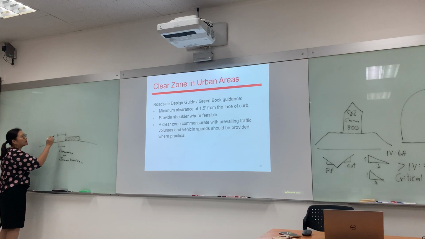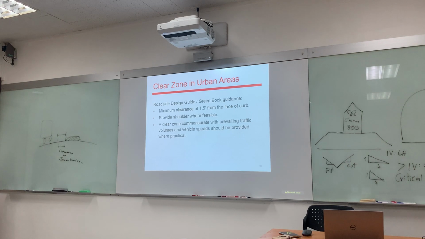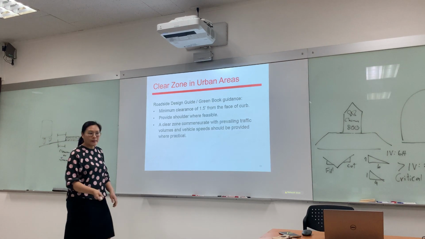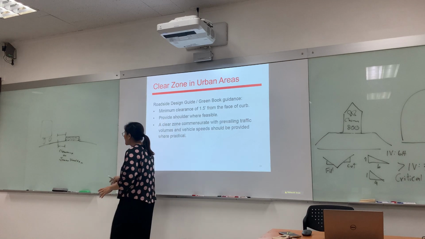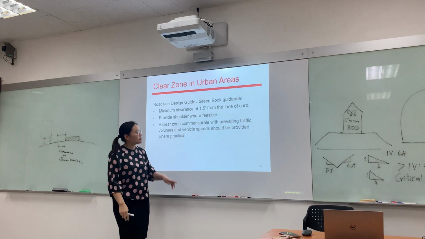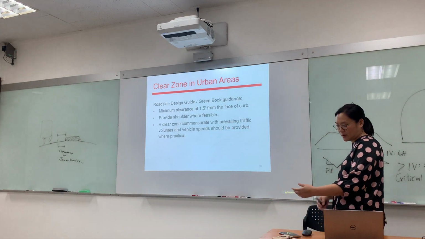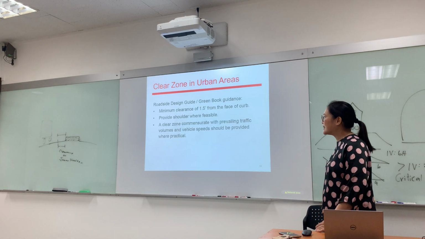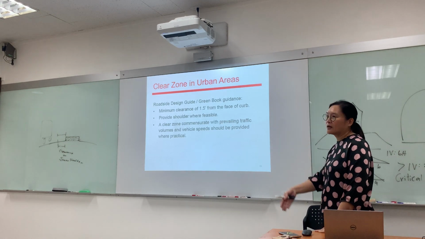Have some inner shoulder so that the vehicle can be a little bit far apart from the face of the curb. Otherwise, if you don't provide any kind of clearance or inner shoulder, there's a high possibility that the wheel might hit the curb. So at least provide some clearance, 1.5 feet or more if possible. We call it providing more lateral clearance between the travel lane and the inner face of the curb.